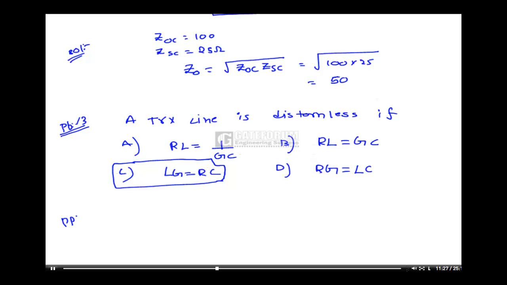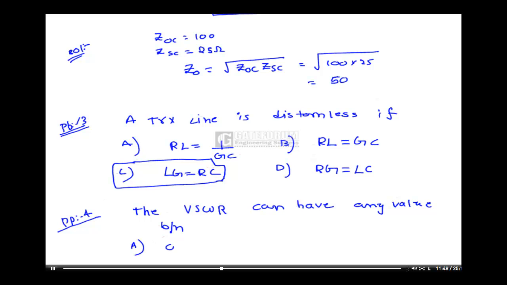Next problem is: the VSWR can have any value between option A 0 to 1, option B -1 to 1, option C 0 to infinite, option D 1 to infinite.